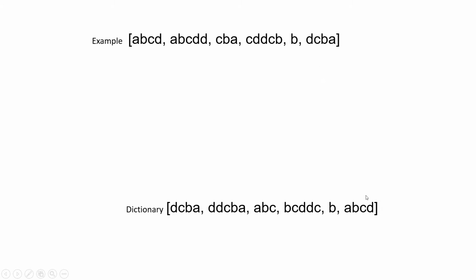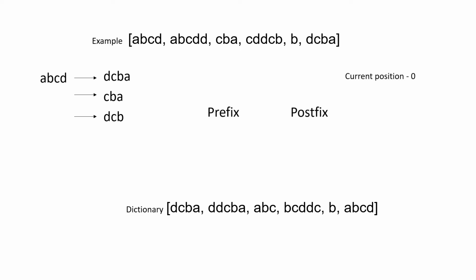Clear. So the next thing is we need to take an individual word. We need to go word by word and perform the operations. Let's pick ABCD. What are all the words which, when concatenated with it, form a palindrome? Those words are DCBA, CBA, and DCB, of course. So the next thing we will do is form a prefix and postfix expression for the same word, say ABCD.